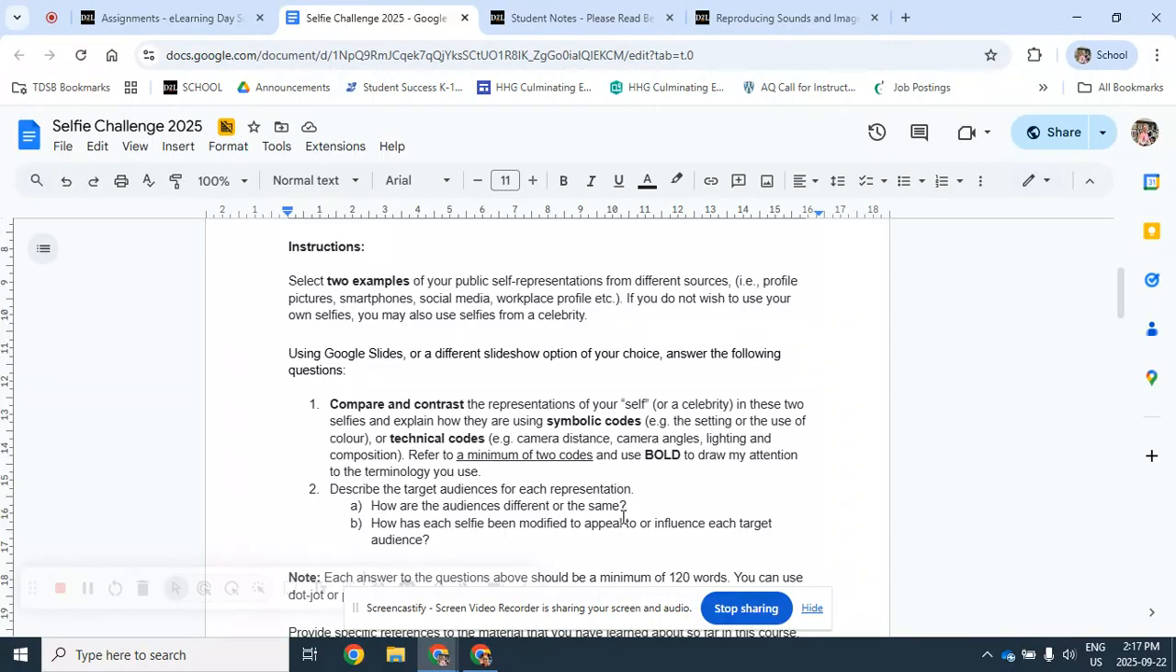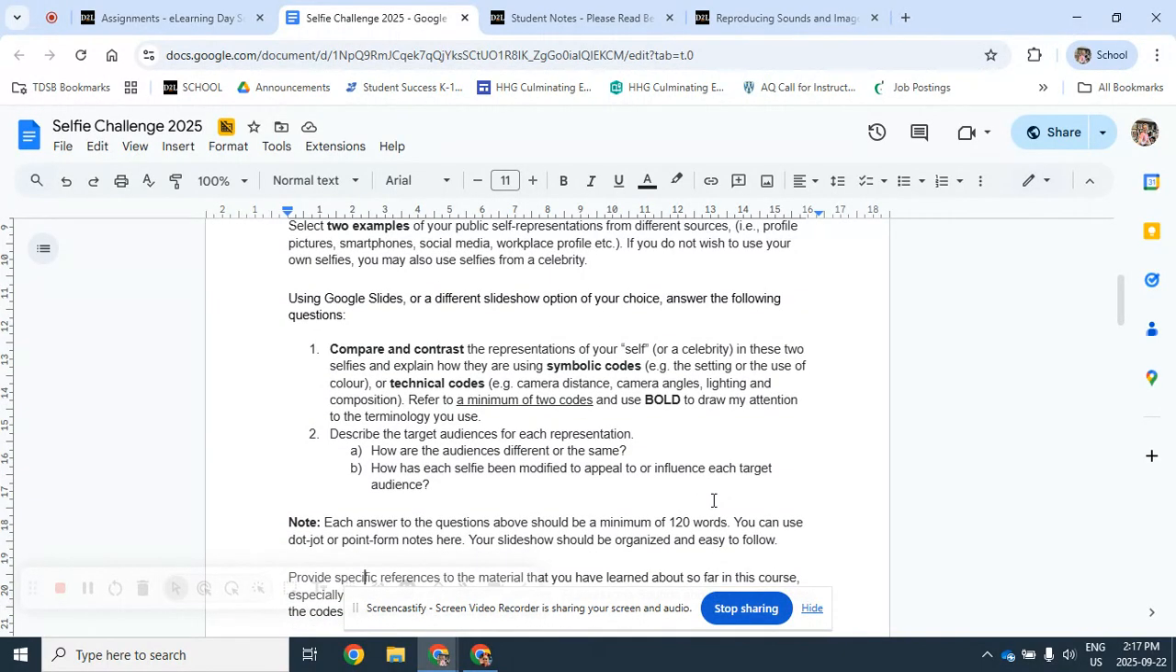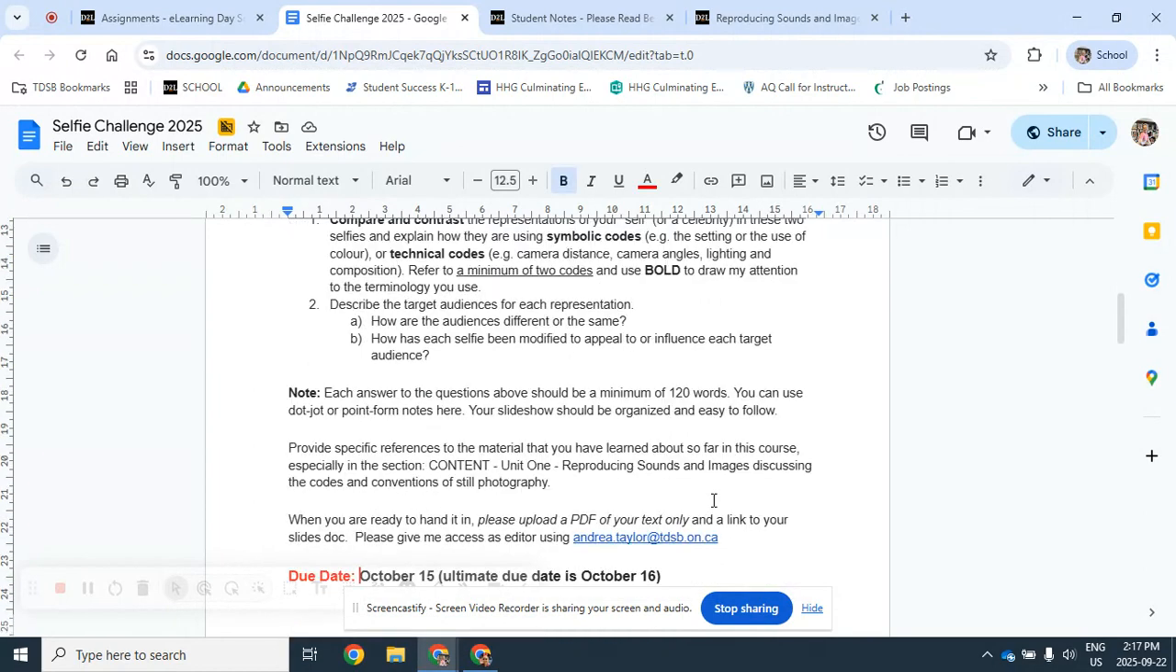Second question is describe the target audiences for each representation. How are the audiences different or how are they the same? How has each selfie been modified to appeal to or influence each target audience? So each answer to the questions above should be a minimum of 120 words for each question. So that means 240 words total.